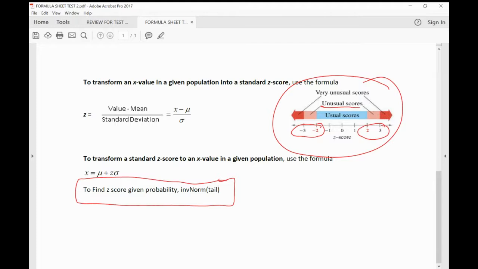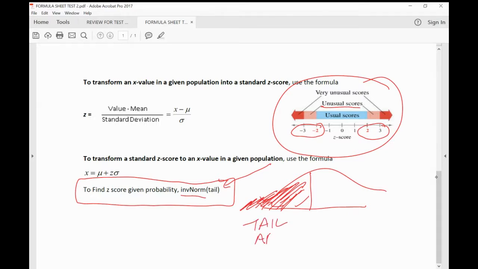Okay, so I just boxed it in for you. It says to find a z-score given the probability, what are we going to do? We're going to do the inverse norm. Think of what the tail means. The tail means the area which way? To the left, right? This is what we mean by the tail, the area to the left. And that's how I'm going to find that z-score. Yeah? We're okay then?